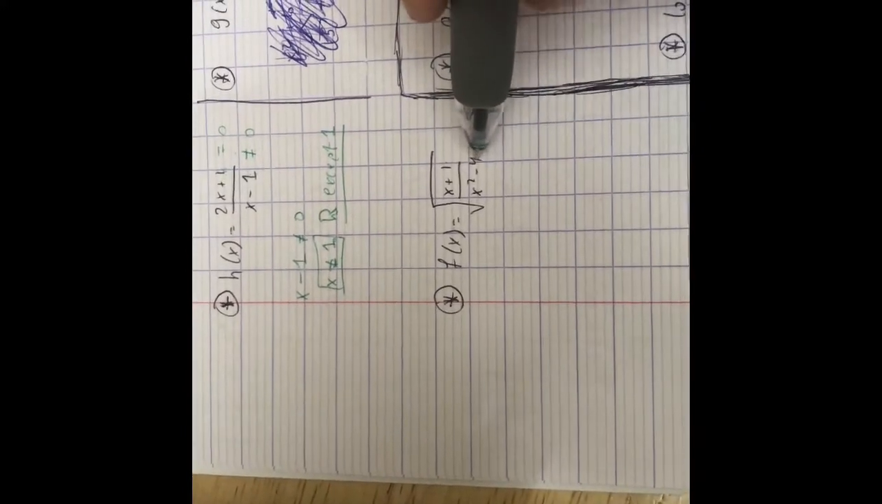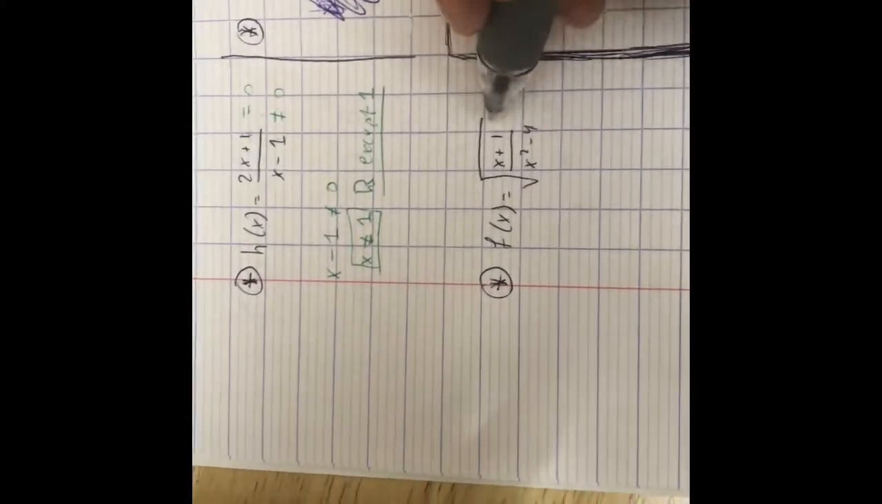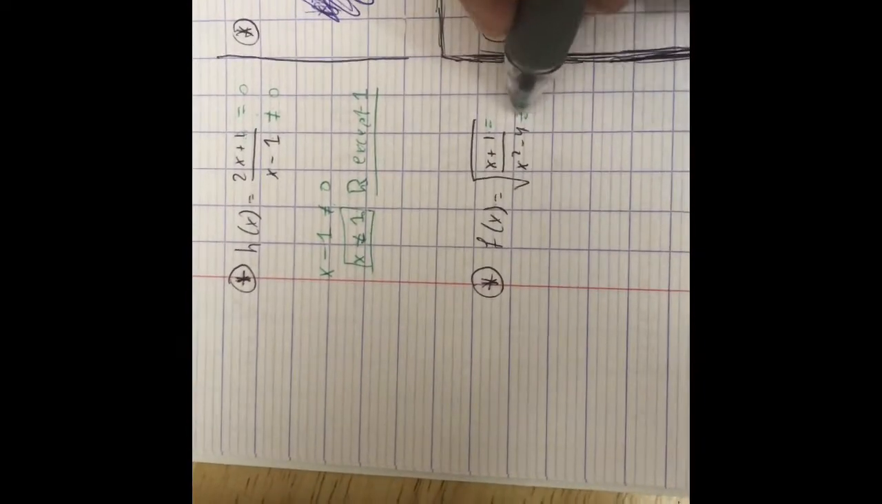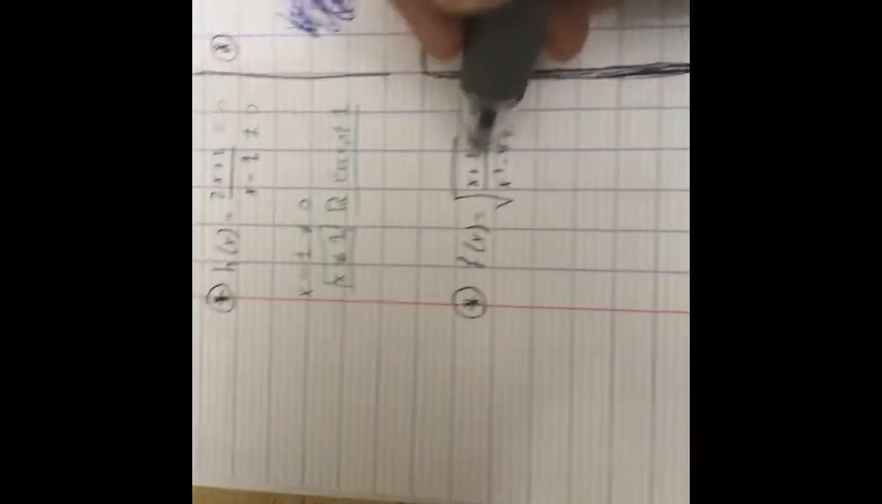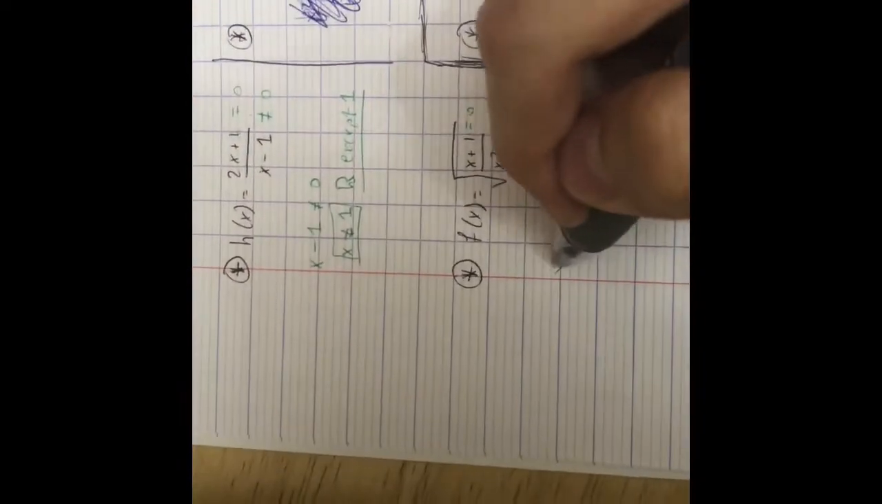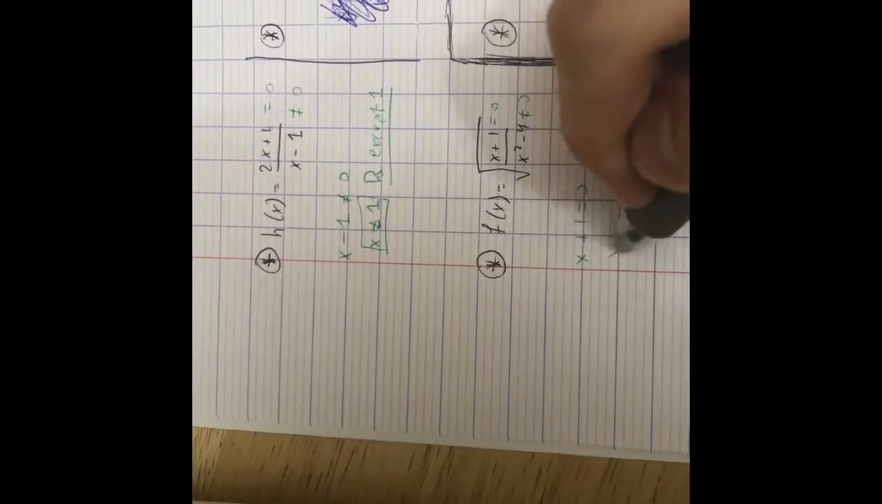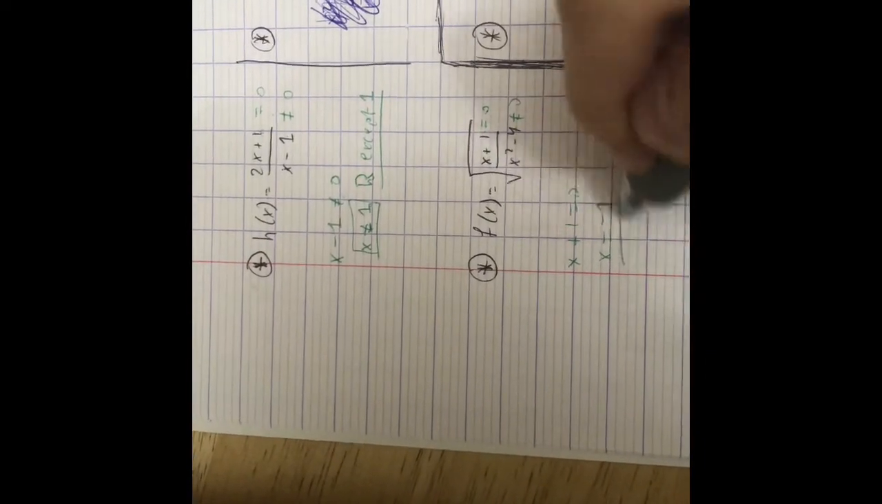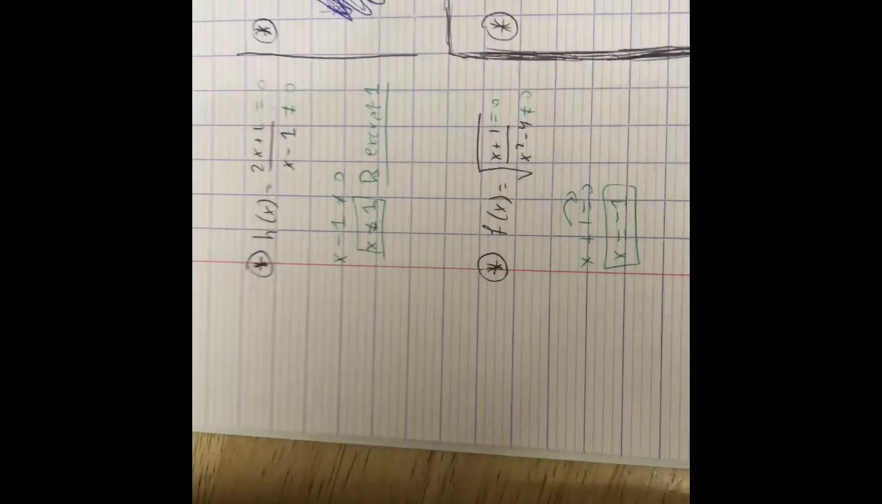Okay, this has the critical values. So equal, not equal, 0, 0. So let's just solve the numerator first. X plus 1 equals 0. X equals negative 1, right? You shift 1.